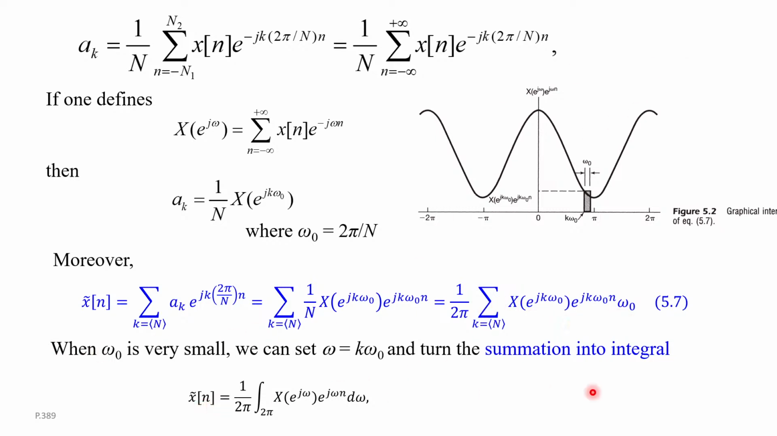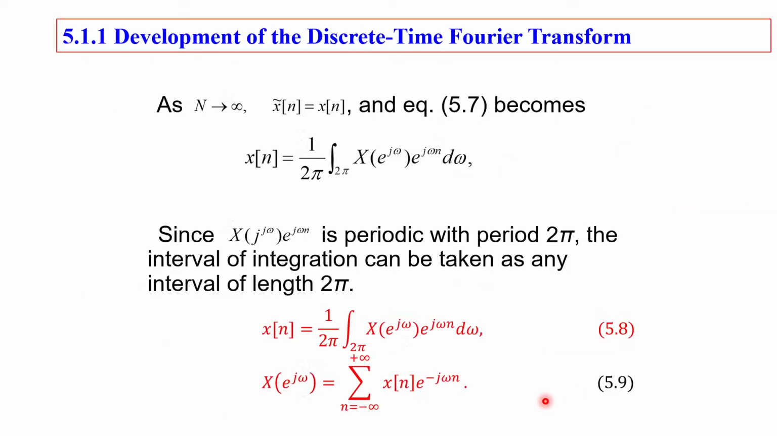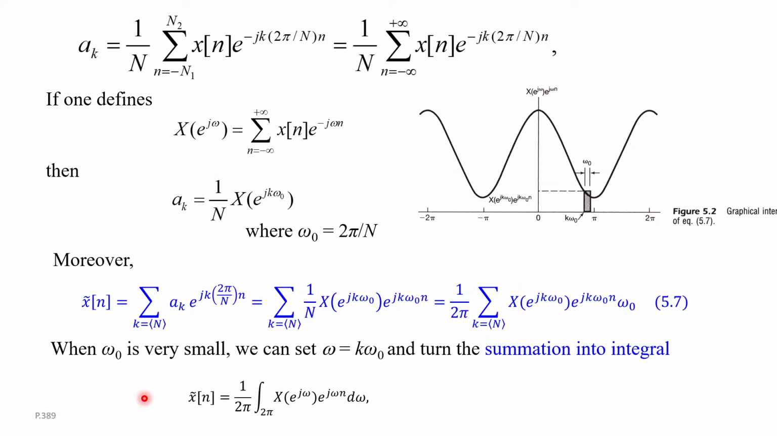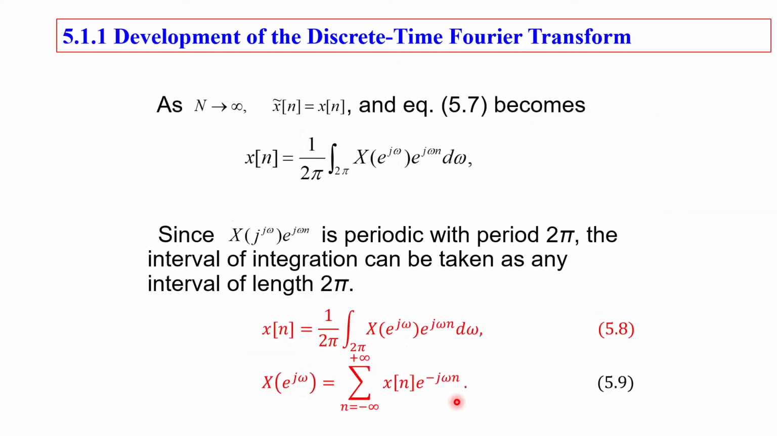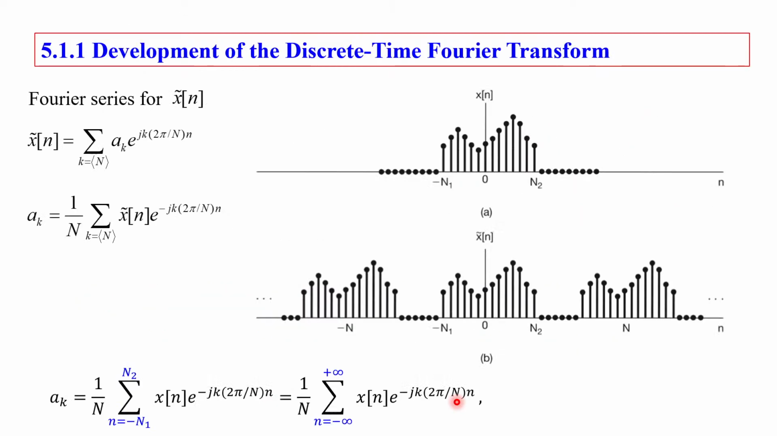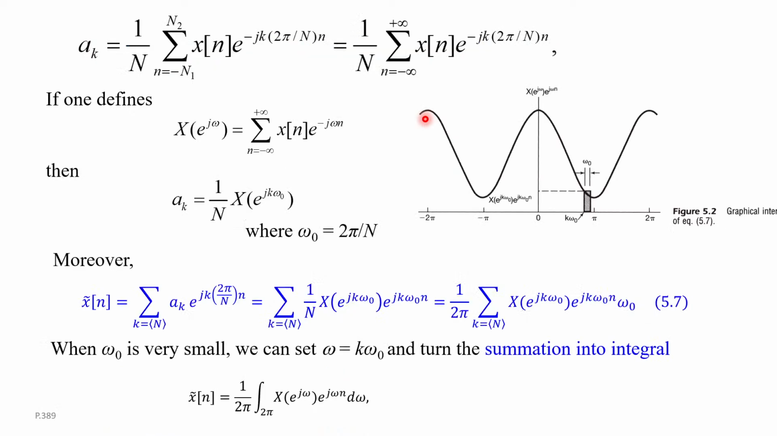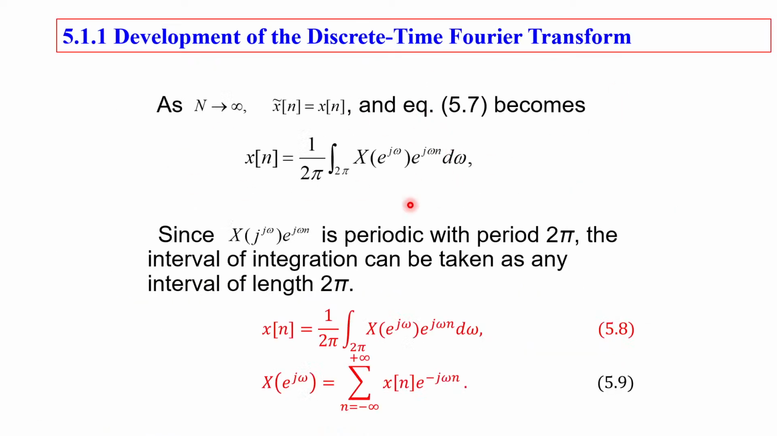Okay, so now we basically finish our derivation. As n goes to infinity, x tilde will be equal to this integral. But by our construction, as n goes to infinity, x tilde will also become x. So x, as n goes to infinity, will equal this integral in terms of big N times e to the j omega n.